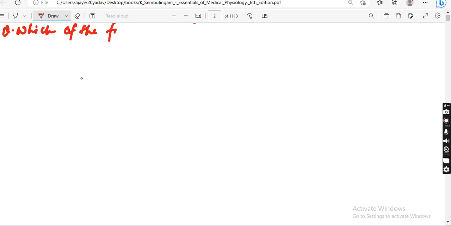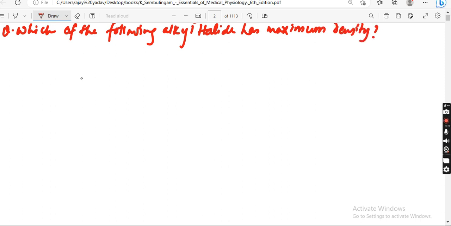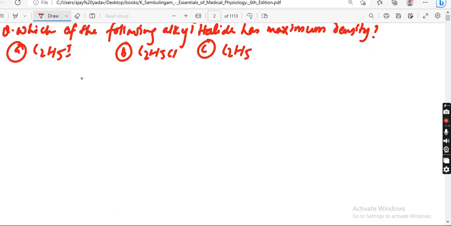Which of the following alkyl halides has maximum density? So option A is C2H5I, B is C2H5Cl, C is C2H5Br, and D is C2H5F. Which of the following has the maximum density?